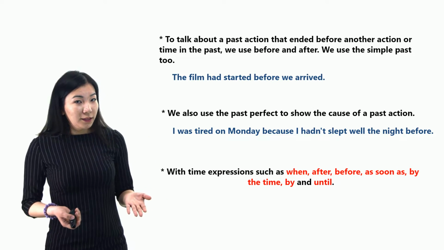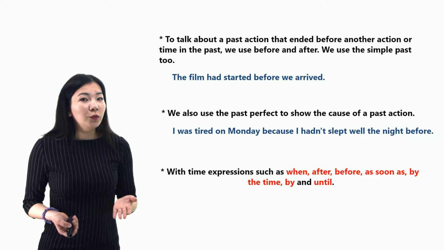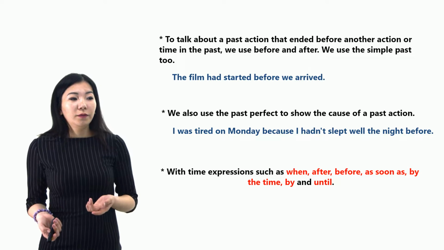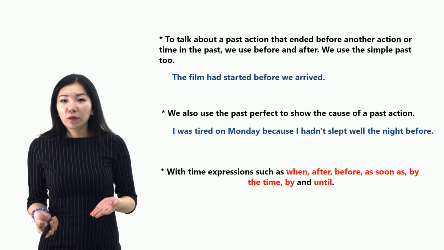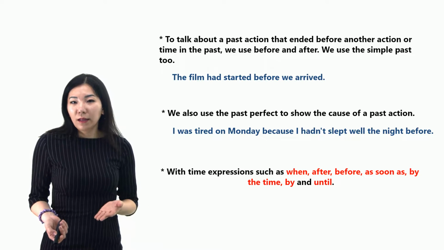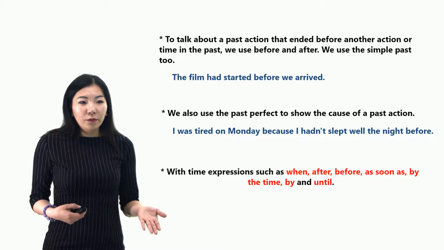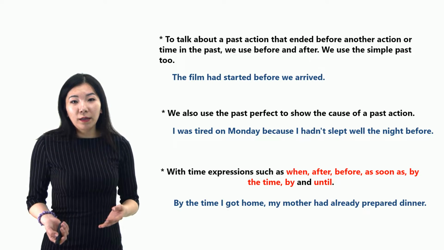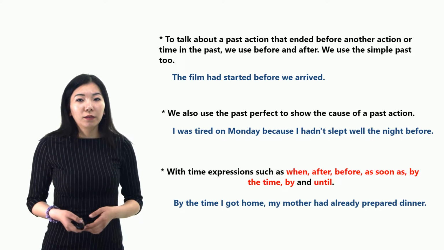To build a sentence in the past perfect, we need to use time expressions such as when, after, before, as soon as, by the time, by, and until. For example, by the time I got home, my mother had already prepared dinner.